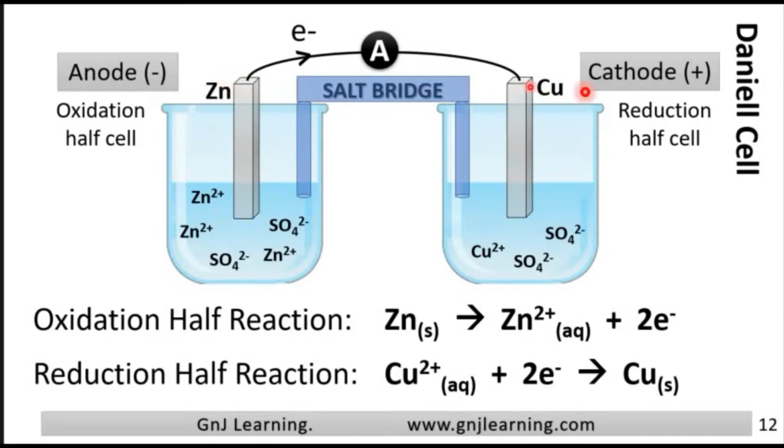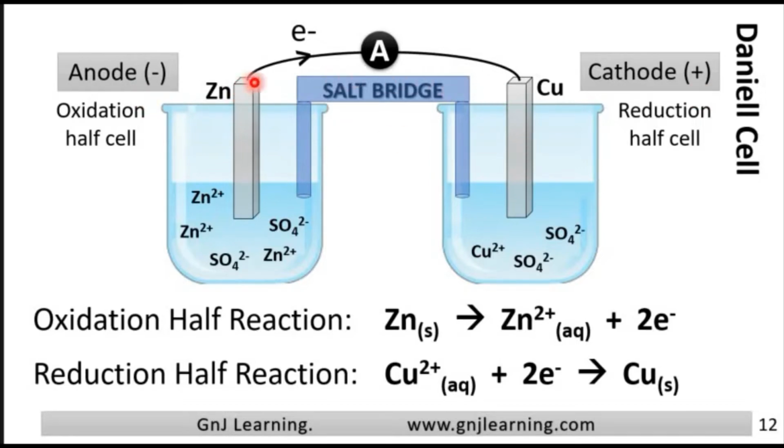So here the copper electrode is the cathode, or you can say the entire half cell represents the cathode, and the zinc electrode is the anode. As shown here, the cathode electrode has a positive charge. We will explain the reason for the positive charge in the coming slides, and also the negative charge for the anode.